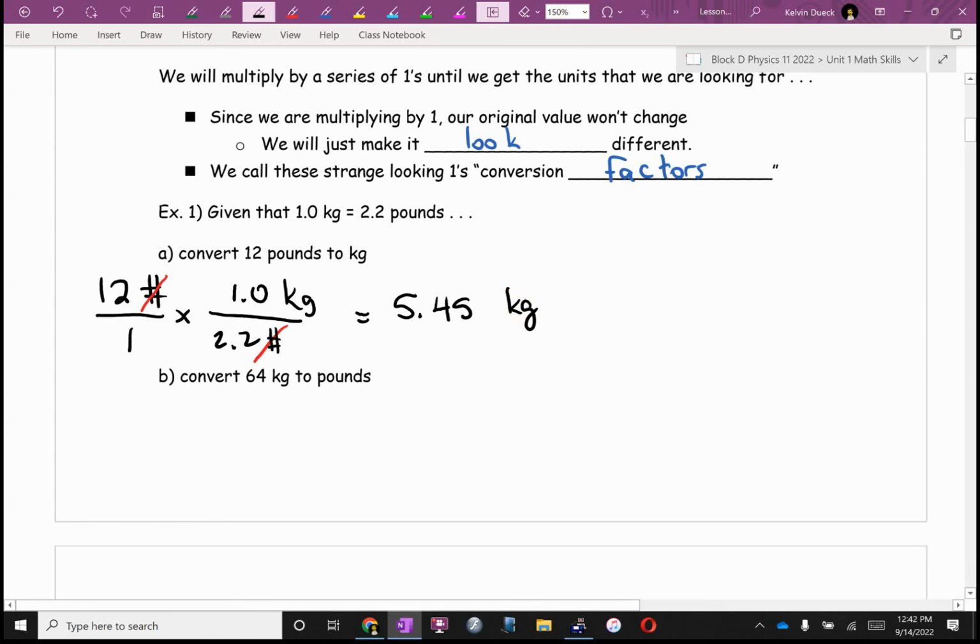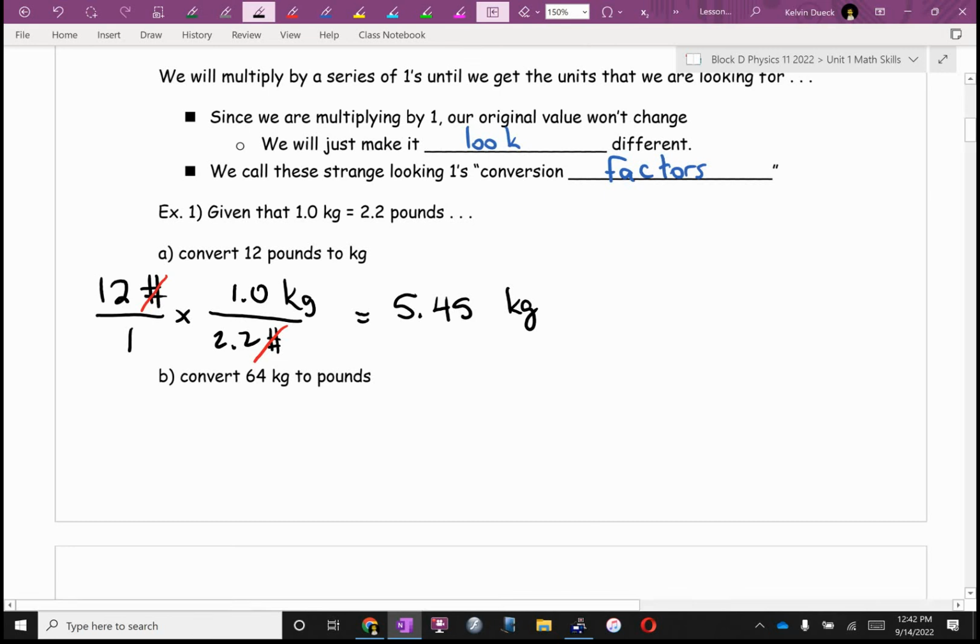Now, really what I'm saying is this. Kids always ask, Mr. Dewick, if you tell me 1 kilogram is 2.2 pounds, do I want to times by 2.2 or divide by 2.2? I don't know. This method tells me. If the 2.2 is on the bottom, I'm going to divide. If the 2.2 is on the top, I'm going to multiply. I know you're tired. That's why I keep coming back on you.